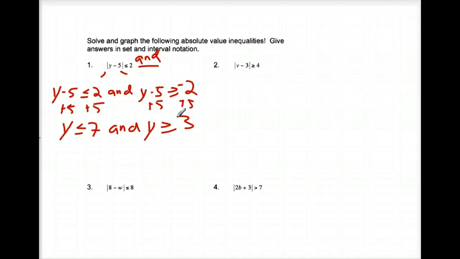Is that your traditional and? Yes, it's in between 3 and 7. It's going to be written backwards, guys, compared to the way we solved the compound inequalities in 5.4. But we can do this.